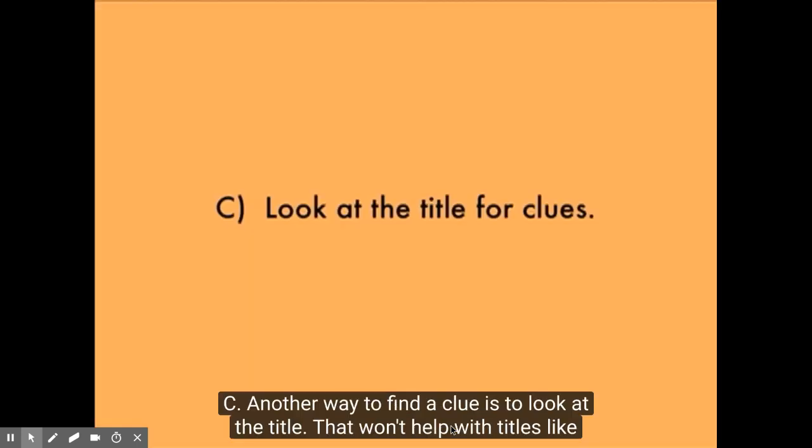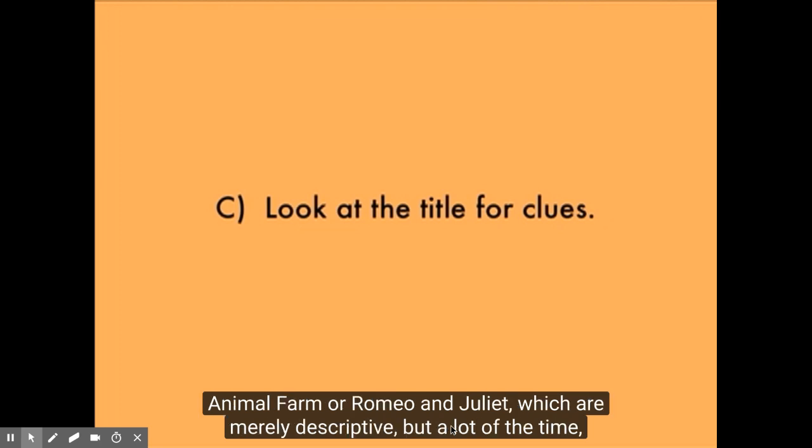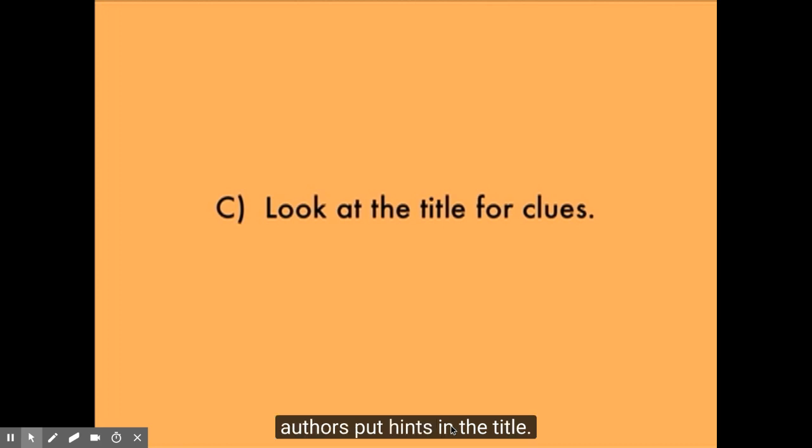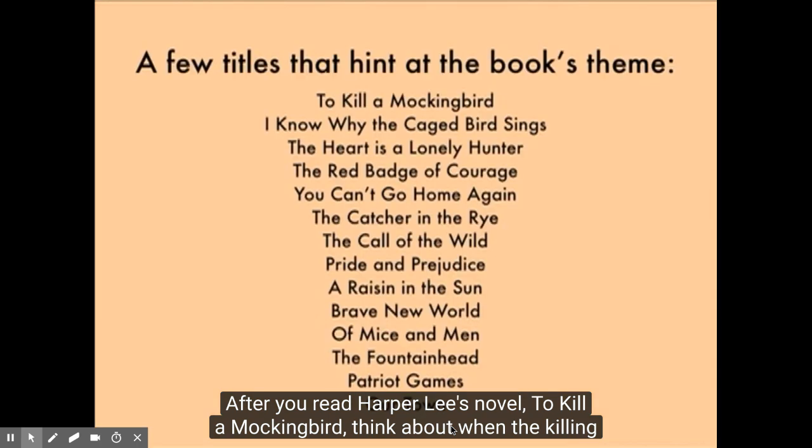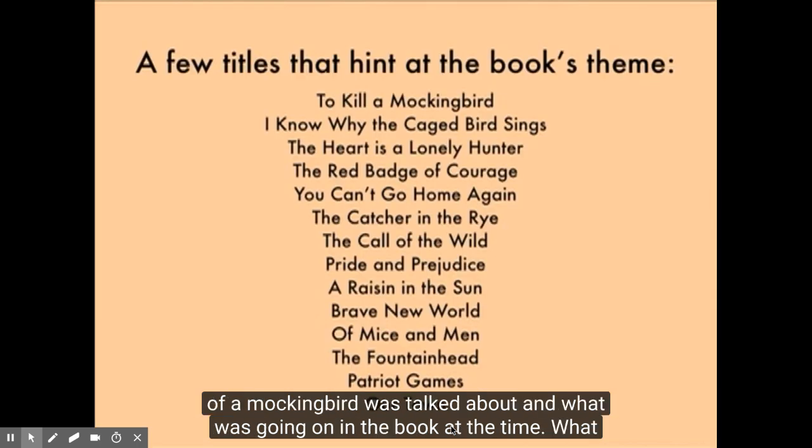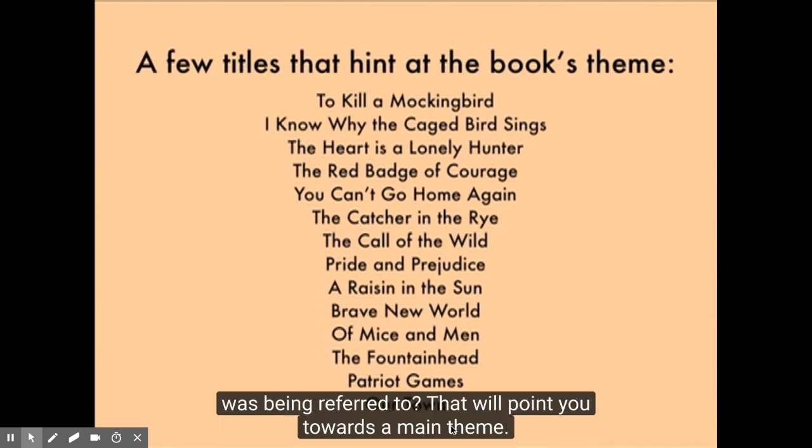C. Another way to find a clue is to look at the title. That won't help with titles like Animal Farm or Romeo and Juliet, which are merely descriptive, but a lot of the time, authors put hints in the title. After you read Harper Lee's novel, To Kill a Mockingbird, think about when the killing of a mockingbird was talked about, and what was going on in the book at the time. What was being referred to? That will point you towards a main theme.